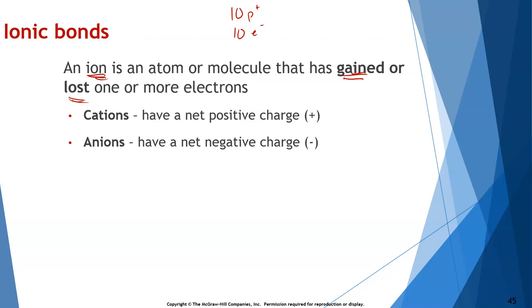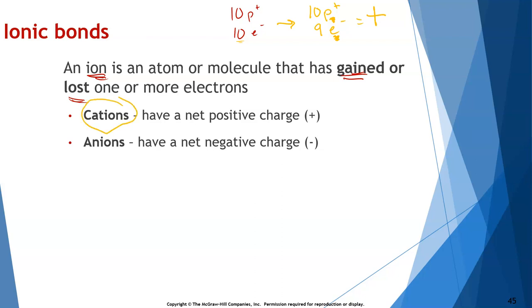Let's say we're going to lose an electron. If we lose an electron, our protons stay the same, because we're not talking about them. We're losing an electron, so if we have 10, we lost one. Now it's going to be 9 electrons. That's going to lead to this atom having a positive charge, because now you have one more positive subatomic particle as compared to your negative subatomic particles. So this is going to be an example of a cation.